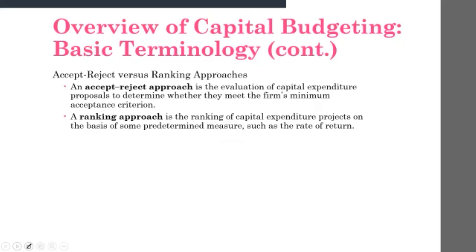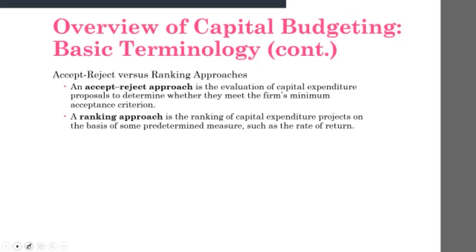You have the acceptance-rejection approach. This is the evaluation of a capital expenditure proposal to determine whether it meets the firm's minimum acceptance criteria. If it meets that, it's accepted. There's also the ranking approach, so they can choose which project is selected on the basis of some predetermined measure, such as rate of return, whatever ranking.